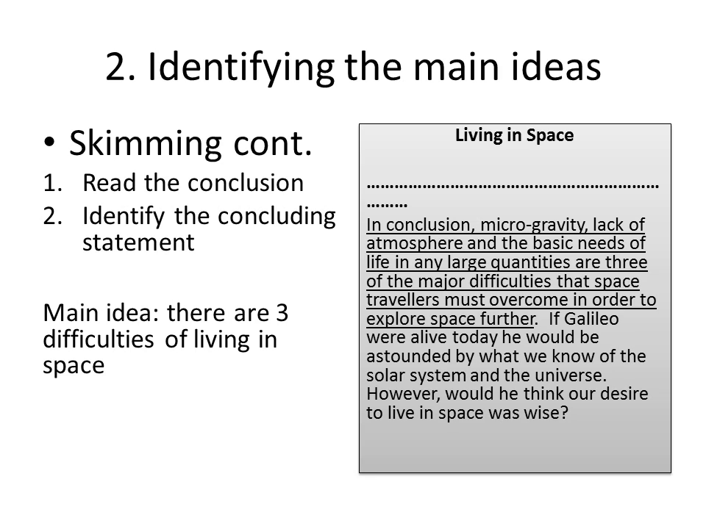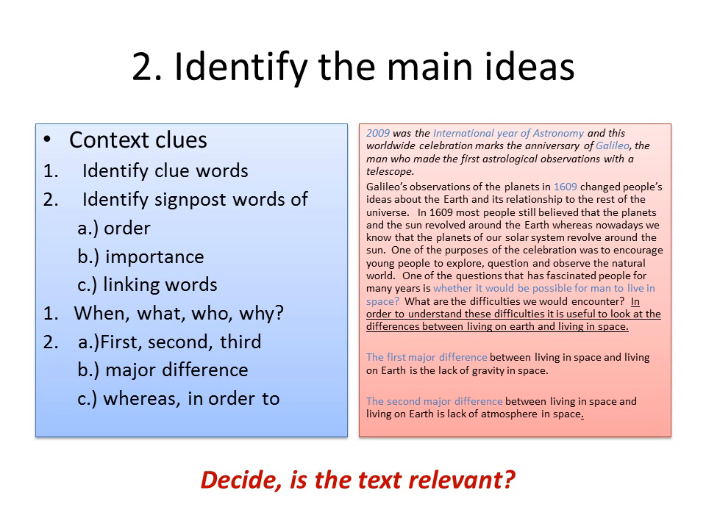The conclusion is also another important part of an essay to focus on when skimming, because it will often repeat the main idea and the organisation of the essay, as this conclusion does. This conclusion lists the three main ideas that the author has discussed in the essay, which are the three difficulties of living in space. Context clues are keywords in the essay which answer basic questions of what is the essay about, who is mentioned, when and why. I've highlighted some of the clue words and phrases here in blue.